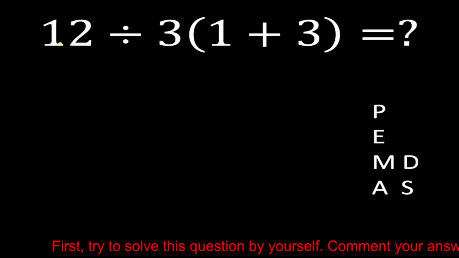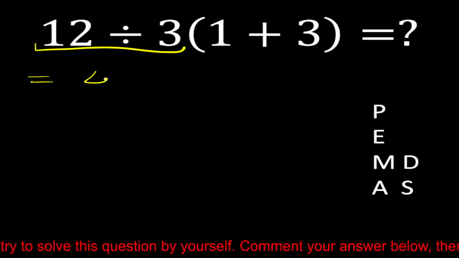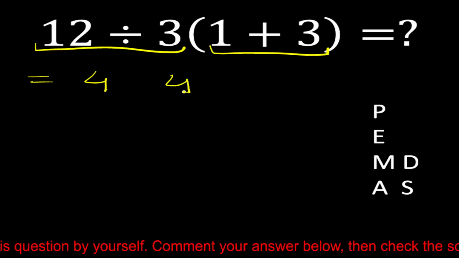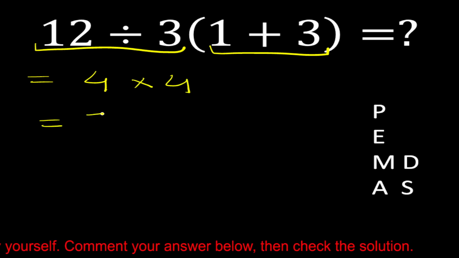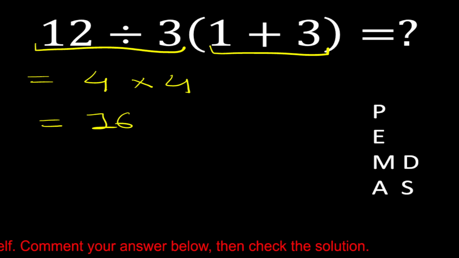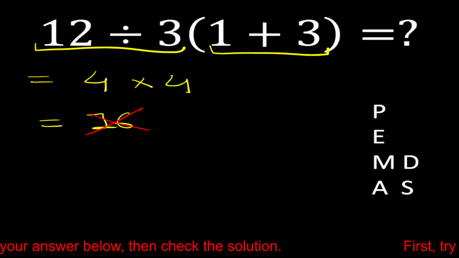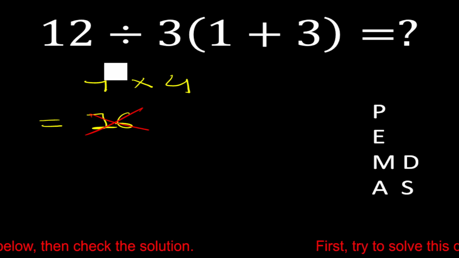Most people solve this question like this: 12 divided by 3 is equal to 4, and 1 plus 3 is equal to also 4. So 4 multiplied by 4 is equal to 16. But this answer is not correct. So now let's solve this problem correctly by using the PEMDAS rule, okay?